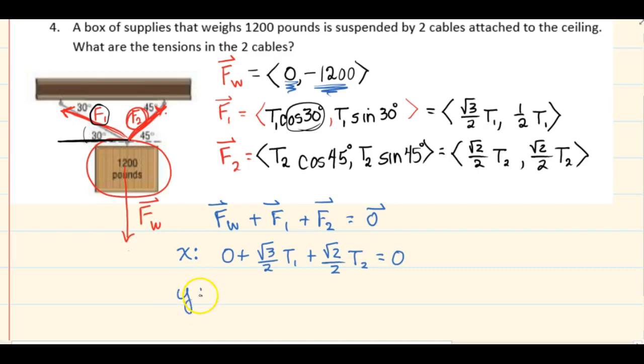We do the same thing with our y components or our vertical components. I'm going to get negative 1,200. That's from my FW vector. Then from my F1, that's going to be 1/2 T1. And then from my F2, it's going to be the square root of 2 over 2 T2. And that has to equal 0.